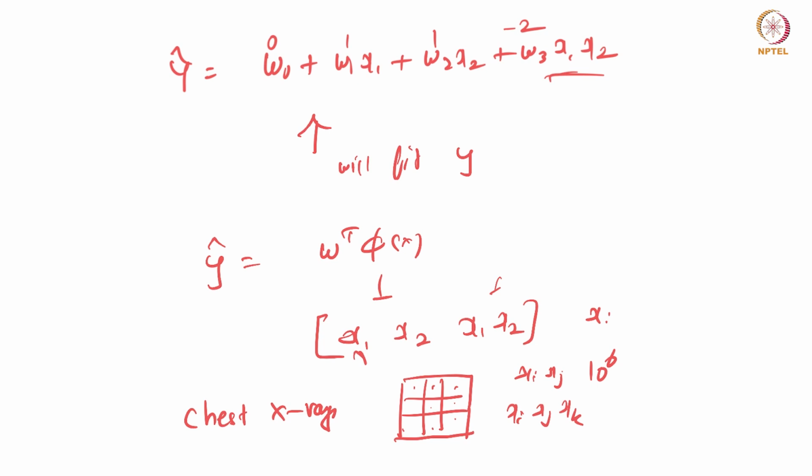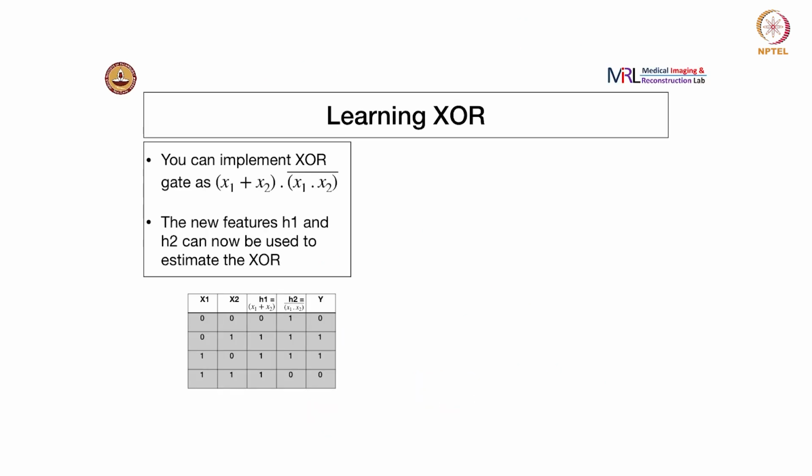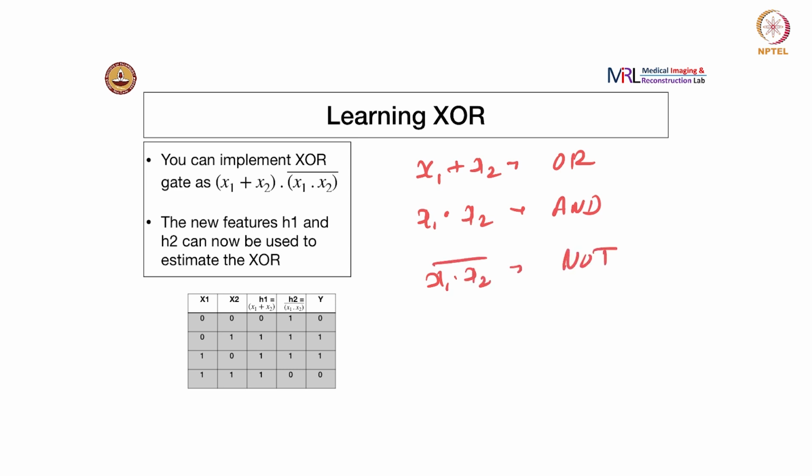The other way of doing this is to have more layers of computations, okay? And let's see what we mean by that using this example. Okay, so we'll now look at what we mean by different layers of computations. You can implement an XOR gate in this form: x1 OR x2, which is an OR gate, AND the complement of x1 dot x2, which is an AND, where this bar is a complement or a NOT gate. Okay.